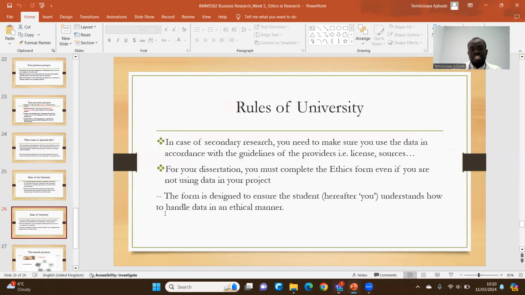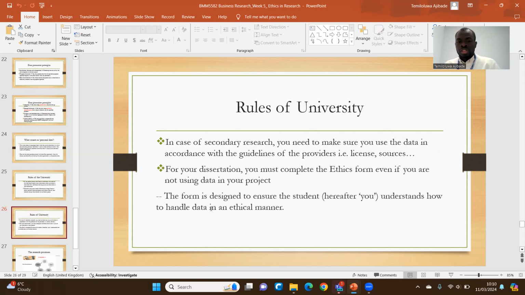Another thing about the rule is that in case of secondary data, you need to make sure you use the data in accordance with the guidance of the provider. For instance, let's say the National Bureau of Statistics has provided particular data on unemployment rate. You should be sure that you are just using that in relation to unemployment. Don't falsify data. Don't use unemployment rate as inflation rate. It is very wrong. Don't use the data on illegal immigrants for data on homeless. They are two different things, and so data in secondary research should be used correctly.